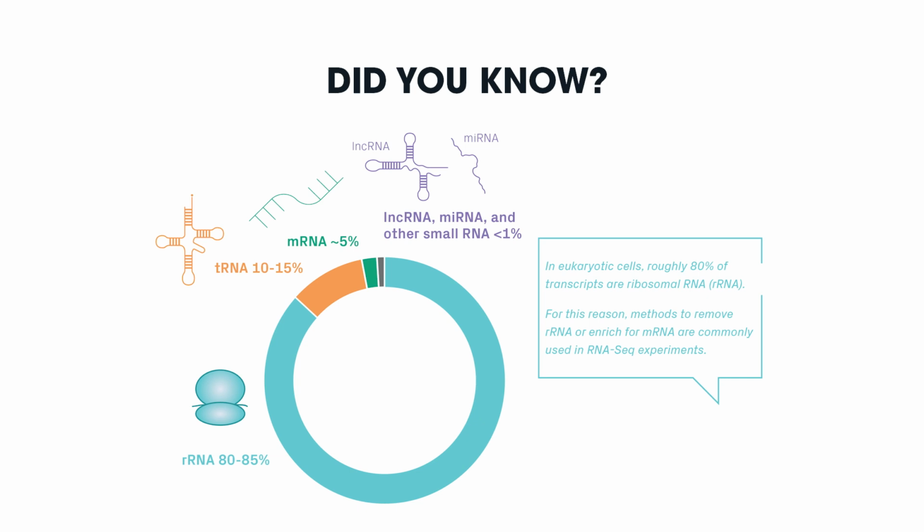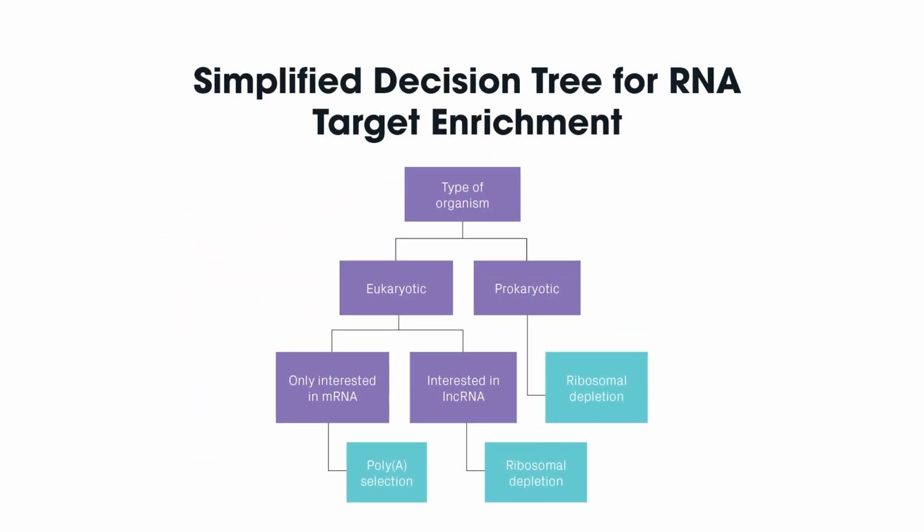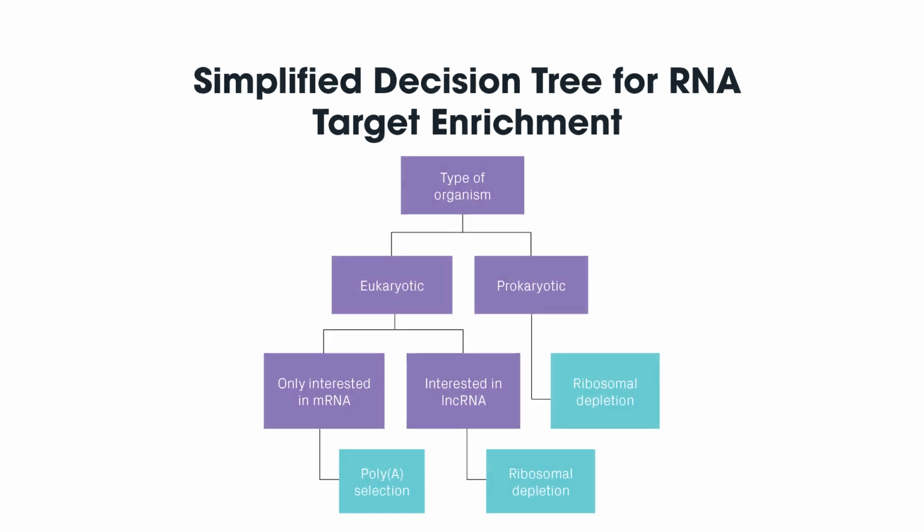For prokaryotic species, they require rRNA depletion methods as their mRNA is not polyadenylated. This decision tree can help guide the selection and enrichment method used in your assays.